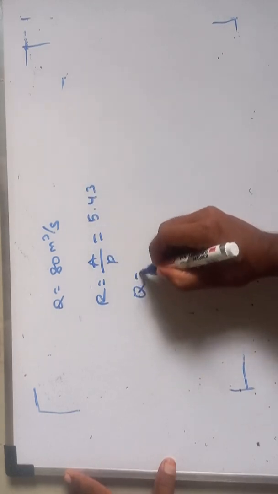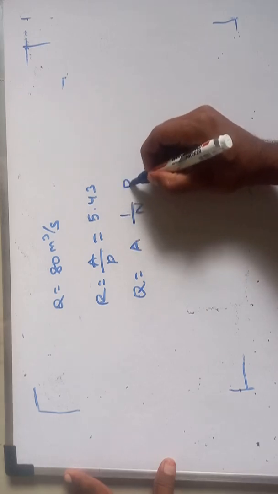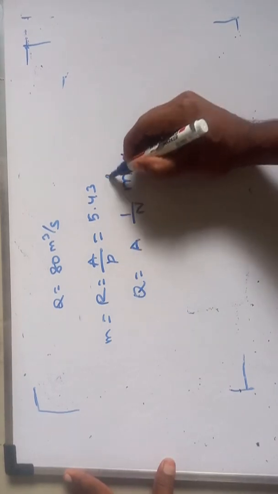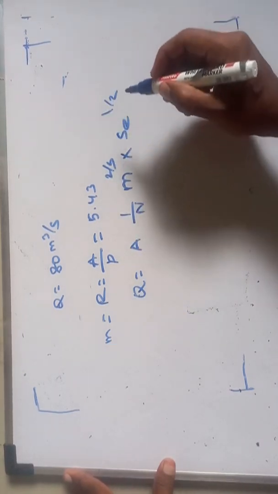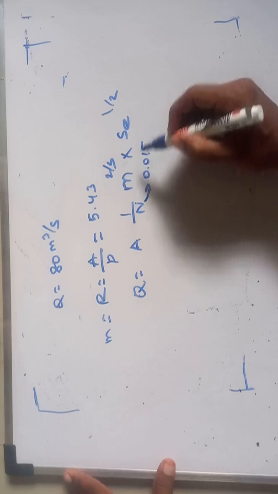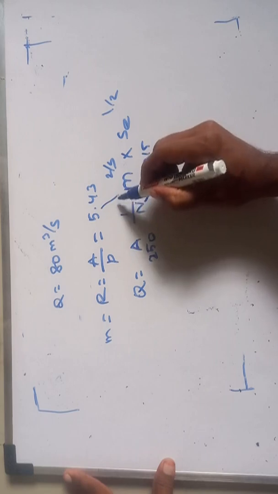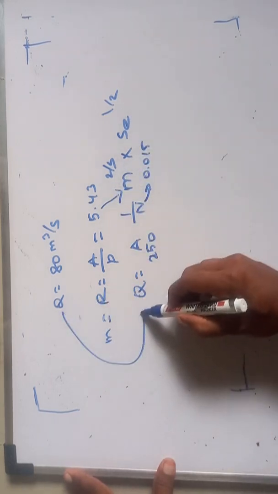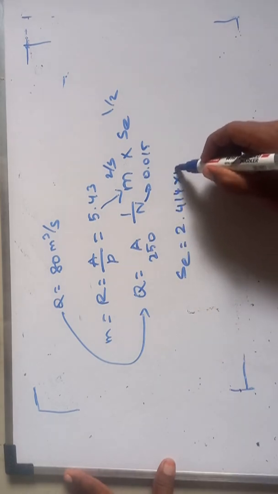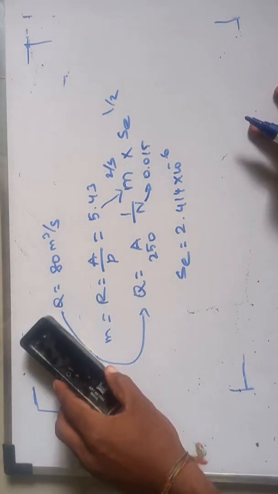I know discharge is equal to area times velocity. Here Manning's formula is given as 1 by n, R or m power 2 by 3, SE power half. Here n value is given as 0.015. Area value is 250. The R value we calculated as this. So Q value is this. If I solve, I'll get SE. SE is equal to 2.414 into 10 power minus 6. If I calculate SE, then everything will become simple.